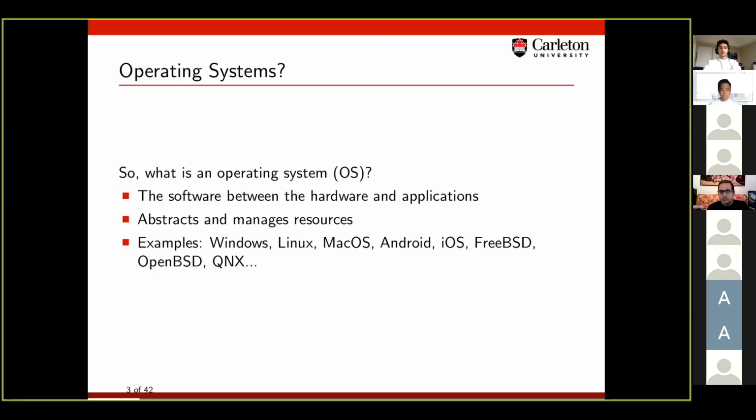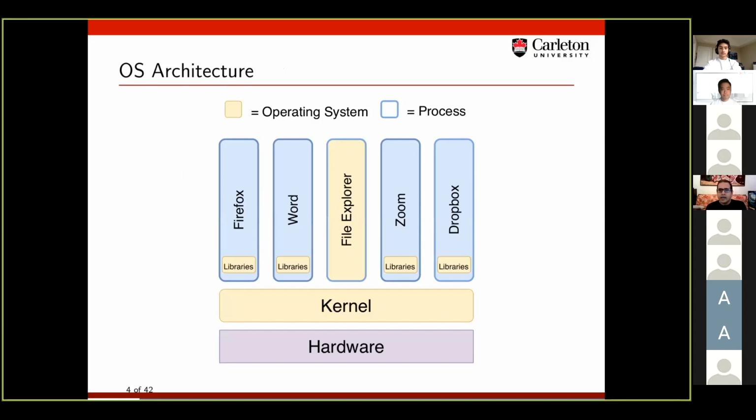Now, you all use operating systems all the time, whether you're using Windows, Linux, Mac OS, Android, iOS, FreeBSD, OpenBSD, QNX. There's a lot of operating systems out there. But interestingly enough, they all have roughly the same architecture. And that architecture is basically this.